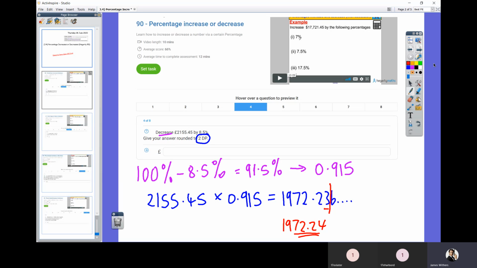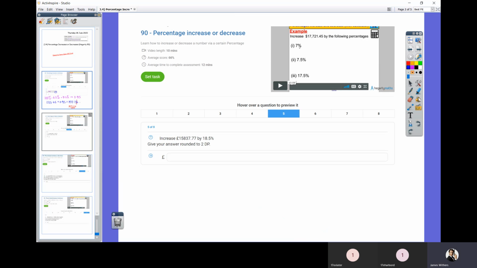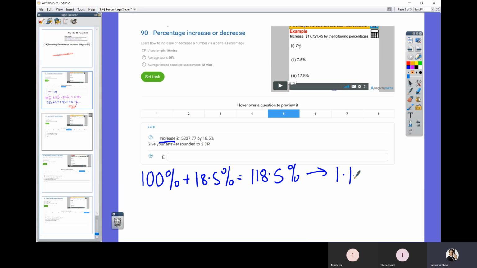Okay, next one. Now we're being asked to increase some money by 18.5%. So start off by increasing to get your multiplier. 100% plus 18.5% is 118.5%. So dividing that by 100 gives us a multiplier of 1.185. That's what we were practicing yesterday. So now take our starting money, 15,837.77, and multiply it by this multiplier.